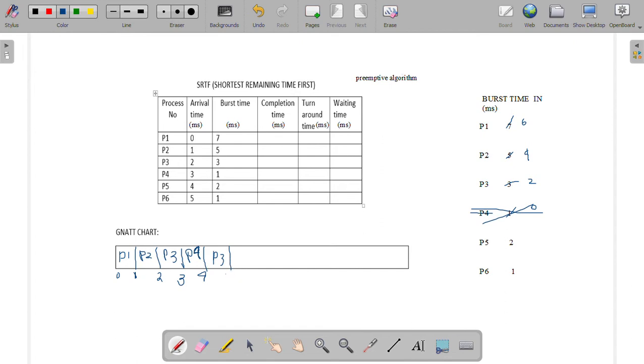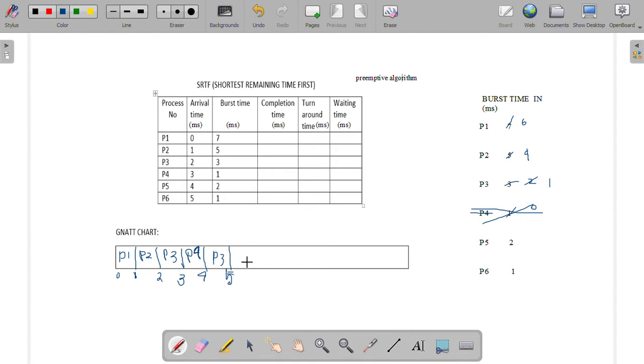It will go up to 5 milliseconds. Now the burst time for P3 is 1 millisecond.